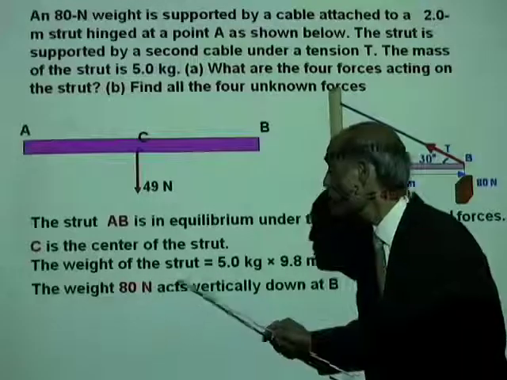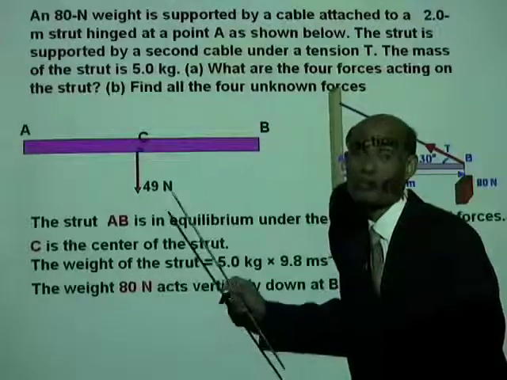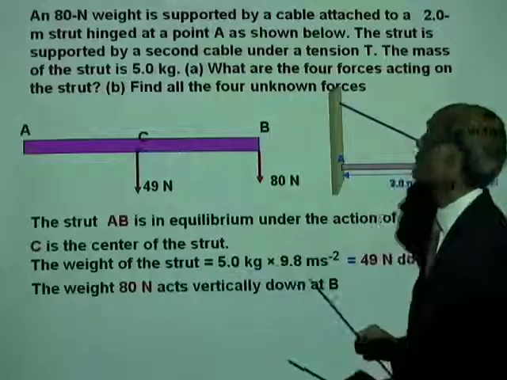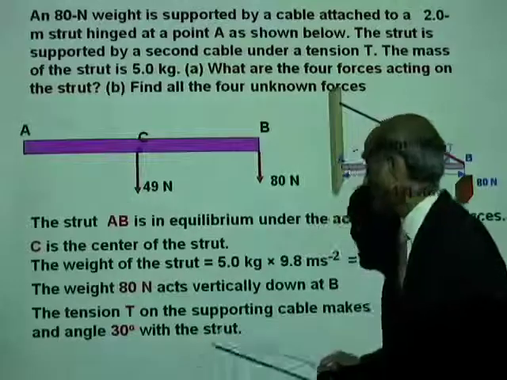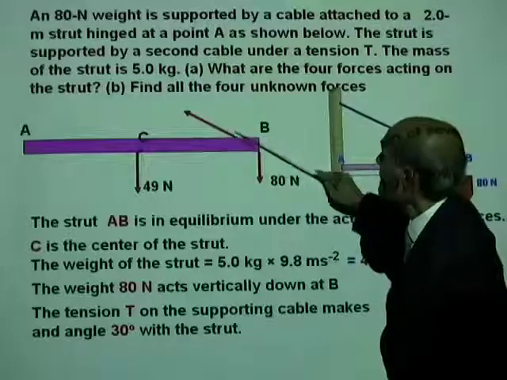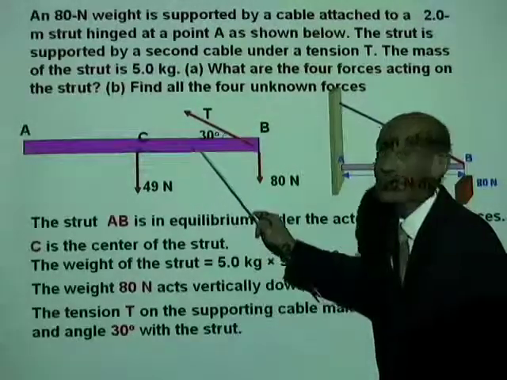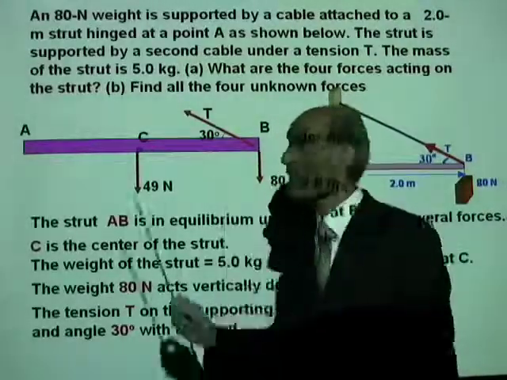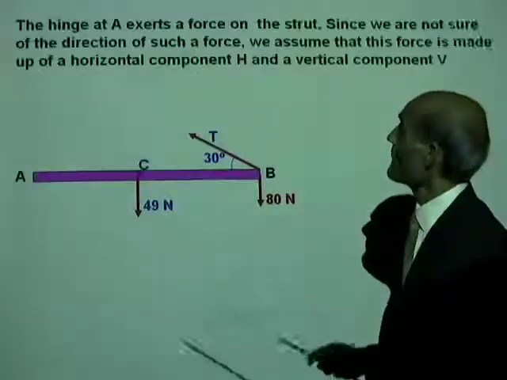The weight 18 Newton, remember this is given in newtons, not in kilogram, so you don't need to do anything with it. This 18 Newton will be acting vertically down from the point B. Now, the tension T on the supporting cable, and the angle it makes with the strut is 30 degrees. Remember, it is not the angle it makes with the positive x-axis. It is the angle it makes with the strut.